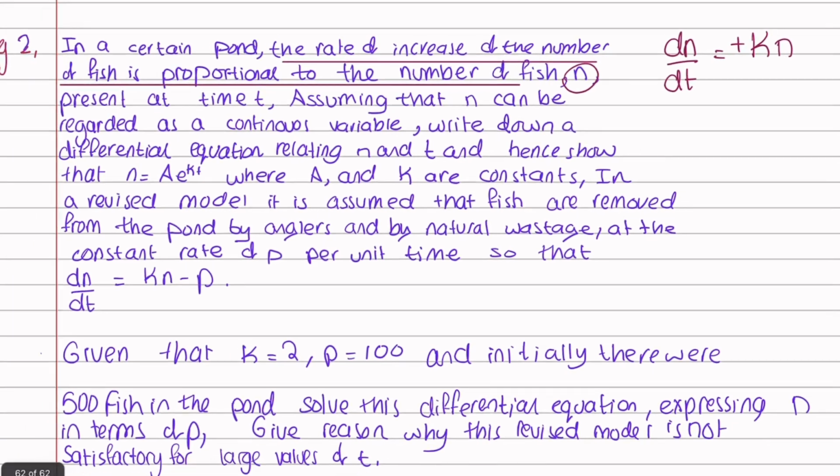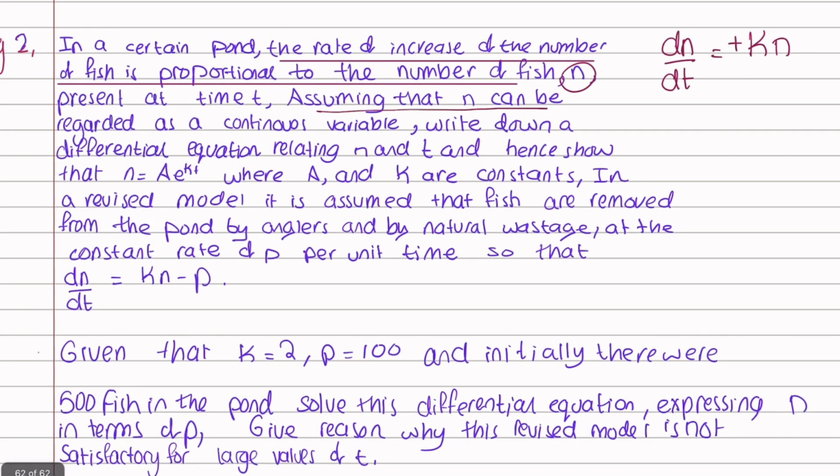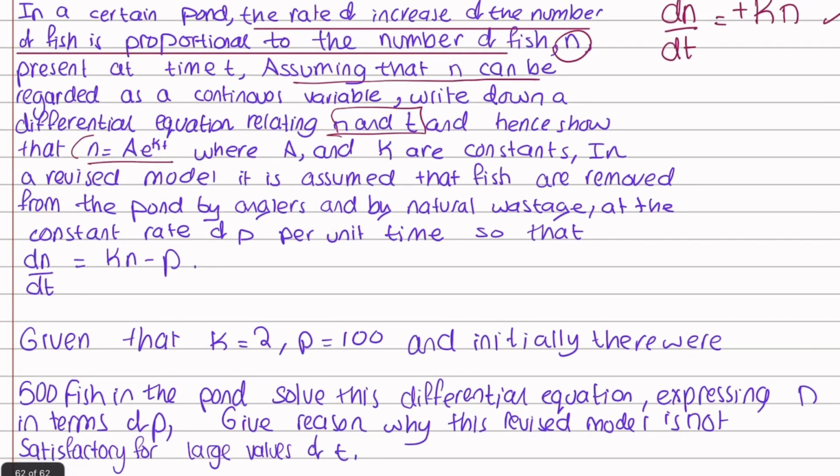He says that present at time t. Now, assuming that n can be regarded as a continuous variable, write down a differential equation relating n and t together, and hence, we already have written that down, and hence show that n equals a times e to the power of kt. Now, to do this, it's pretty simple. You just need to solve in order to make n not dn or dt over here.